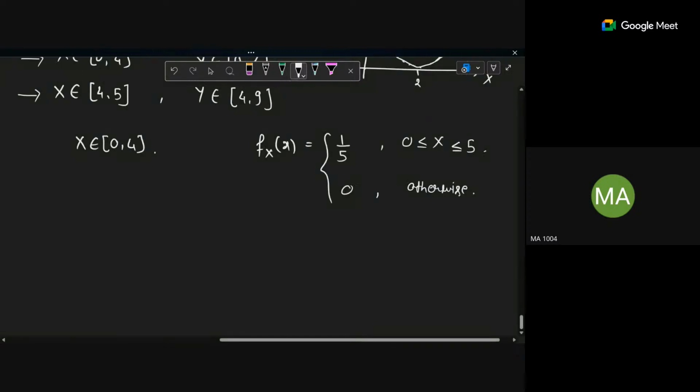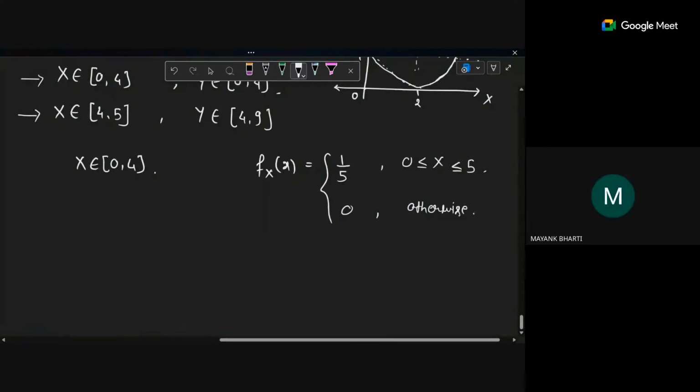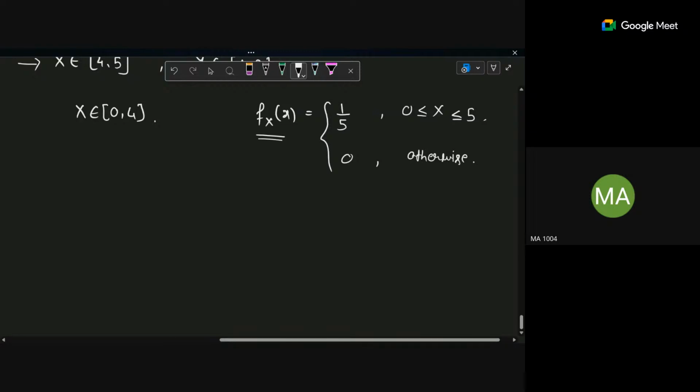So f x of x, how to do that? The PDF formula is not b minus a by 2, that is the expectation formula. See, the PDF is 1 upon b minus a for a uniform distribution. Now x is ranging between 0 to 4 and y in that case will range between 0 to 4. So how to start with that?